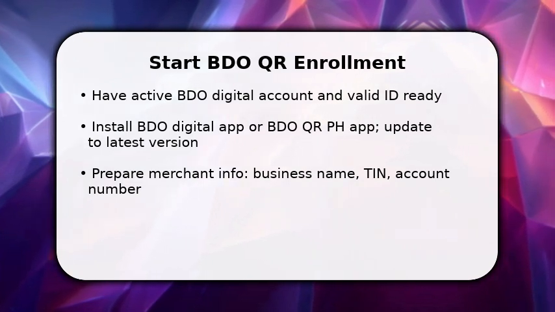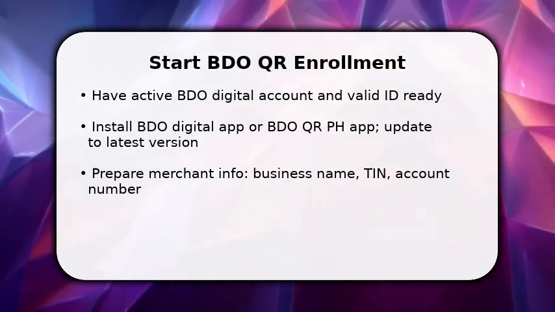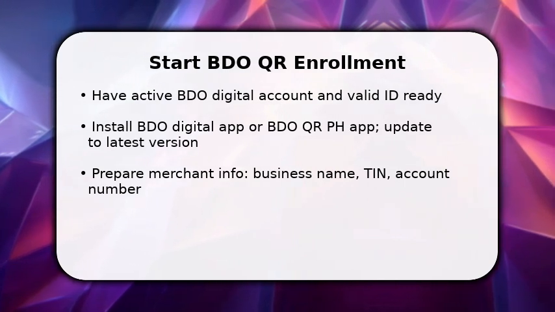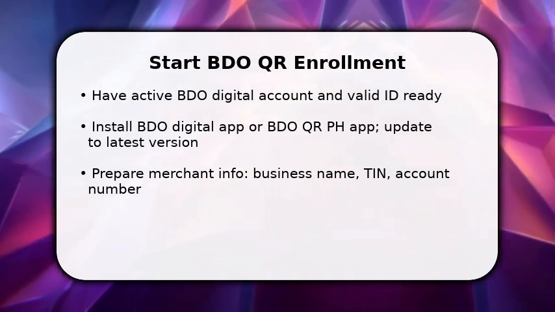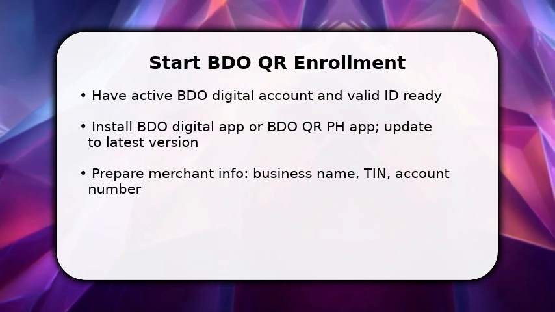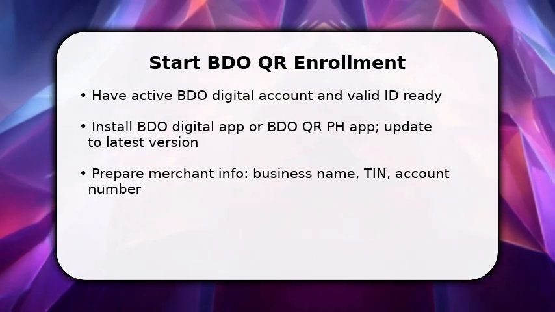You'll input business name, TIN, and linked account number, then upload a clear photo of your ID and proof of business. This starts the verification process and creates the record needed to generate a QR.